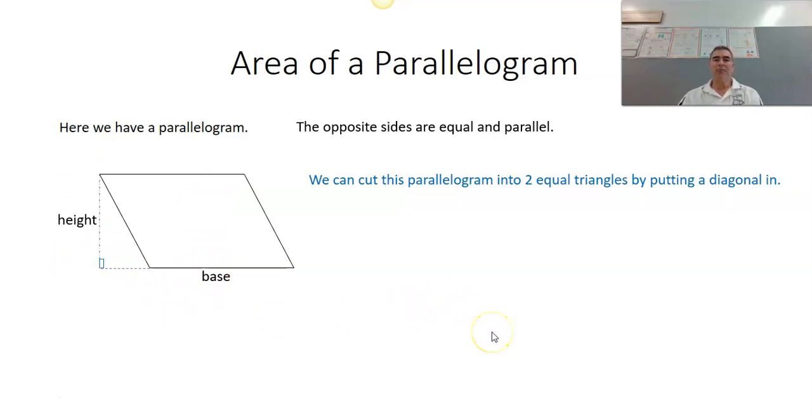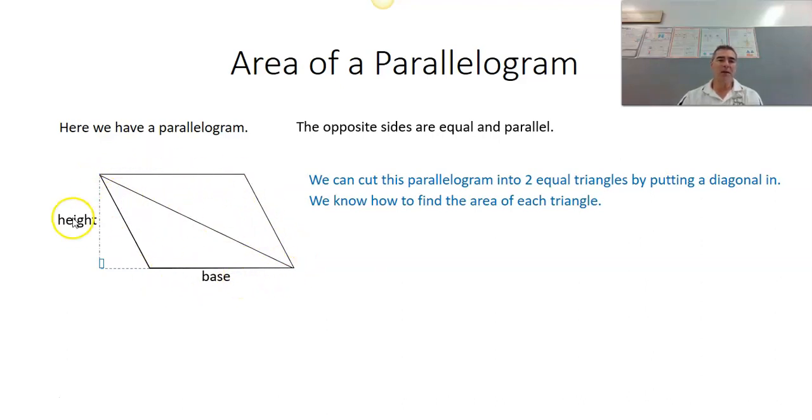So we can cut this parallelogram into two equal triangles by putting in a diagonal. Now that we have that diagonal, we know how to find the area of a triangle, and we know that the diagonal cuts it into two equal triangles. So there's a base and a height here, and a base and a height there as well. So area is a half times base times height.